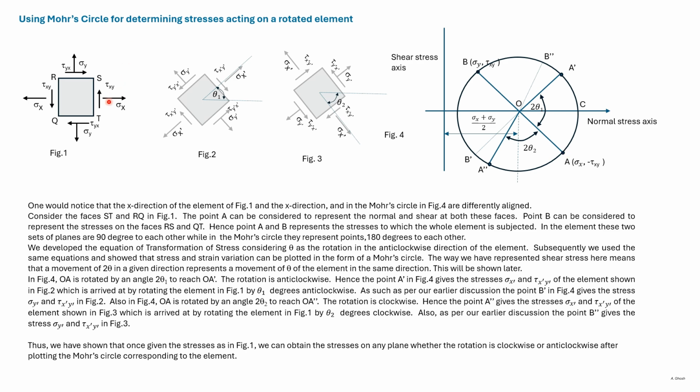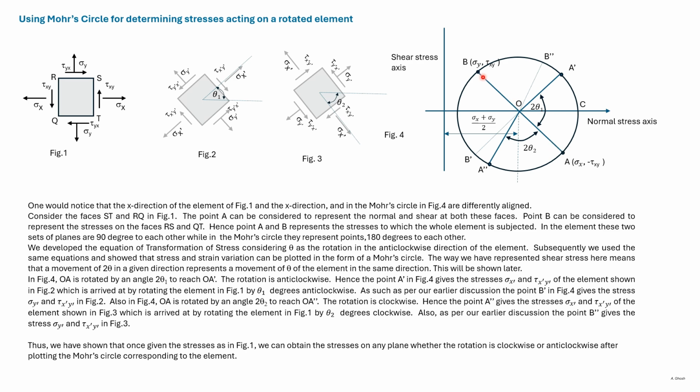Tau xy is anti-clockwise here, which is plotted as negative, as earlier mentioned. The stresses acting on the face RS and QT are plotted as B. AB forms the diameter of the Mohr circle, and now we can draw the whole Mohr circle by rotating the diameter.